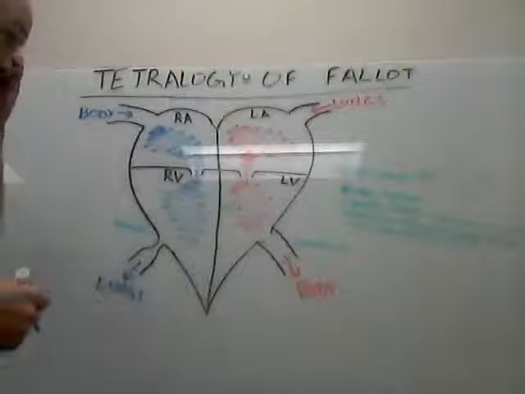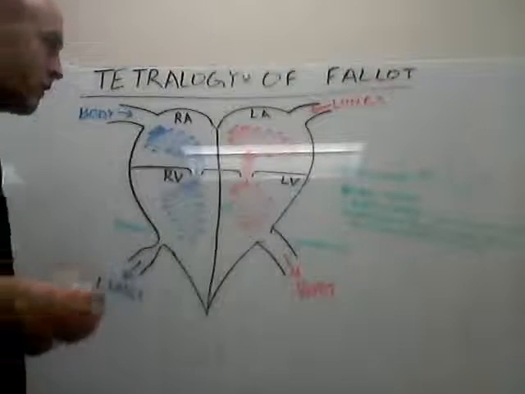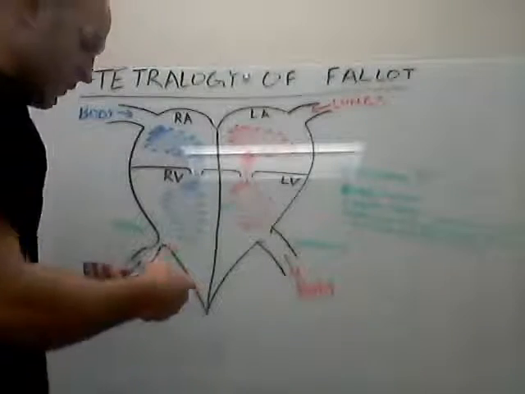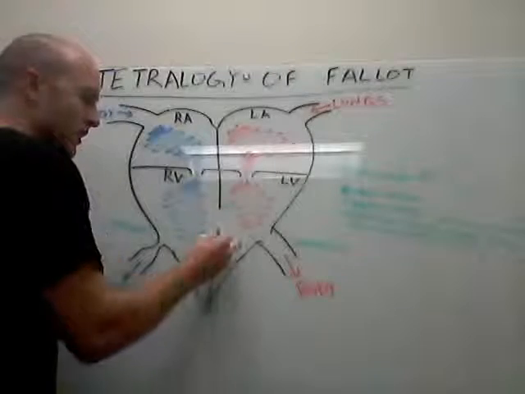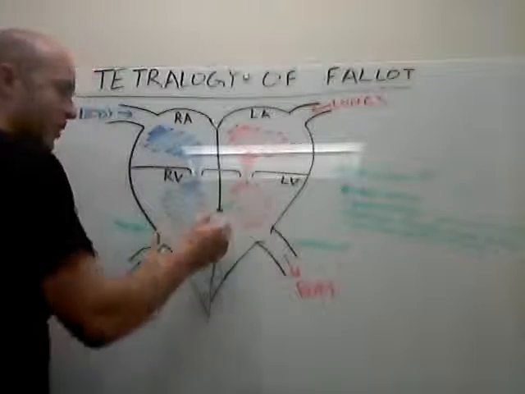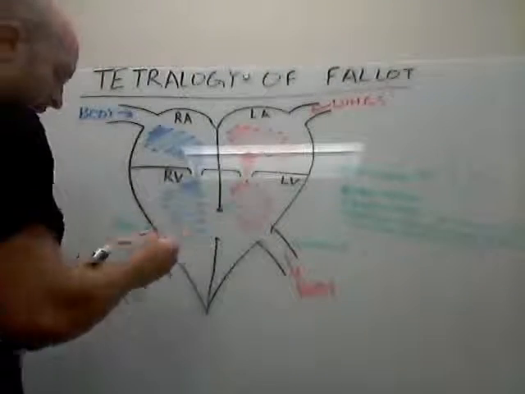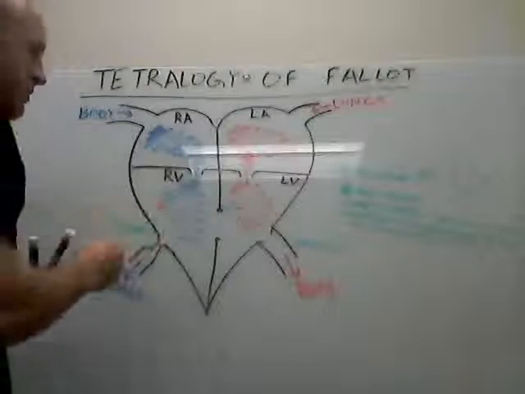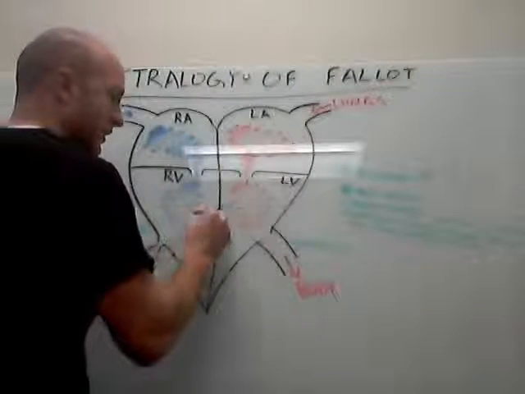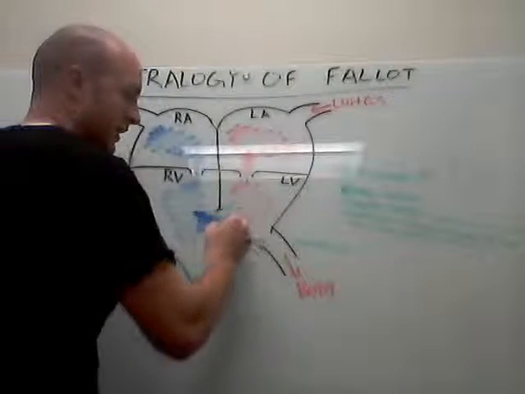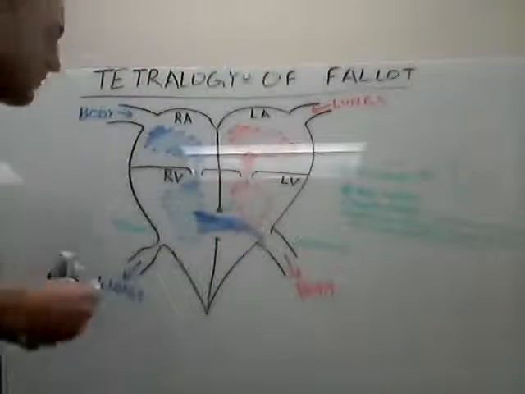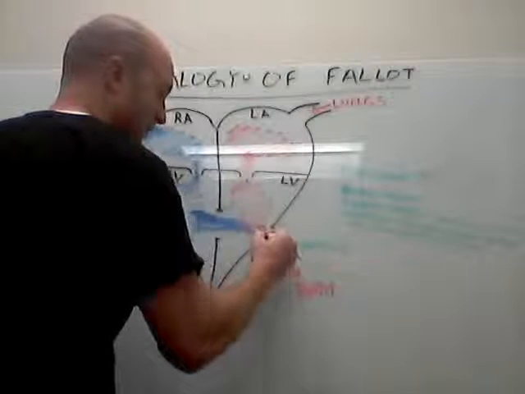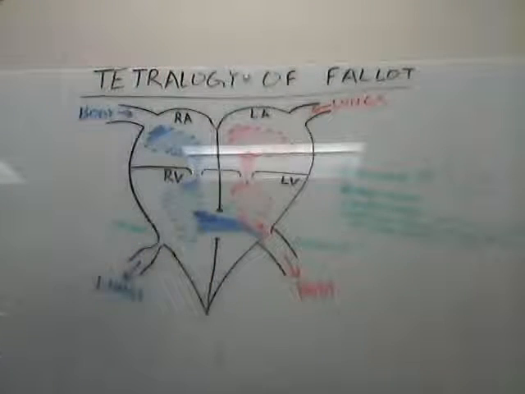There's also a ventricular septal defect. A ventricular septal defect is when there's a hole between the ventricles so that blood can pass across and go this way. So what you get is some mixing of this blue blood, deoxygenated blood, in here with this blood. That's not good.